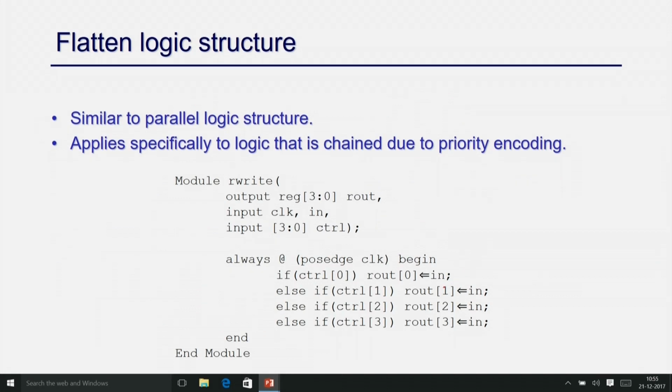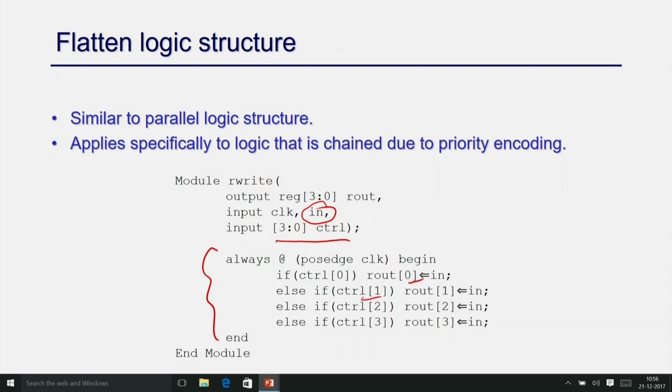The next technique I am going to discuss is the flattened logic structure. Again, sometimes you write something without understanding how it will finally be implemented in hardware. Let us take an example like this, where you just write if-else if on control. So, you have an input, say a 4 bit control, and you are setting some register bit based on this, right. If control bit 0 is 1, then your input, which is 1 bit, is stored to the 0th bit of R out, right.